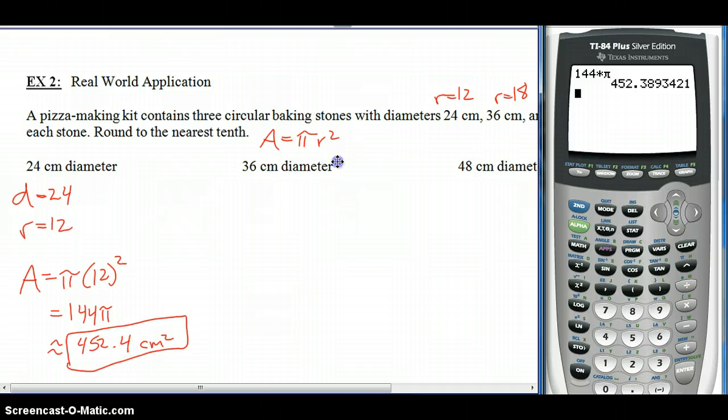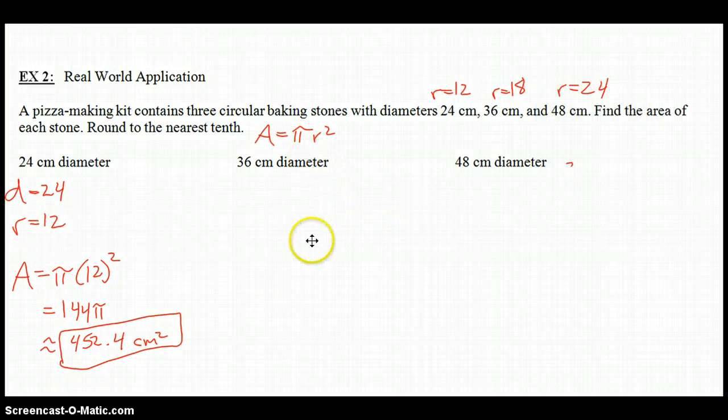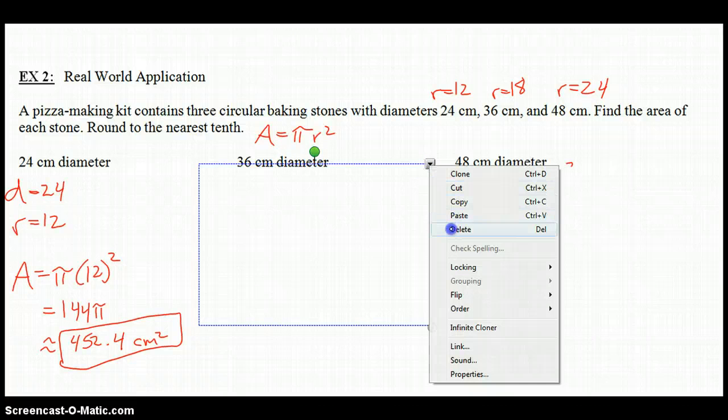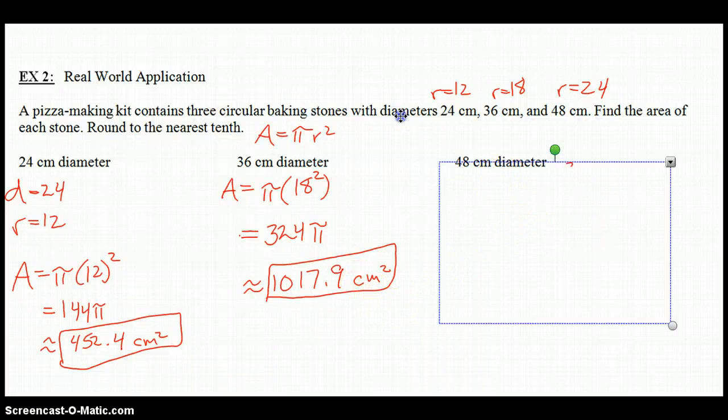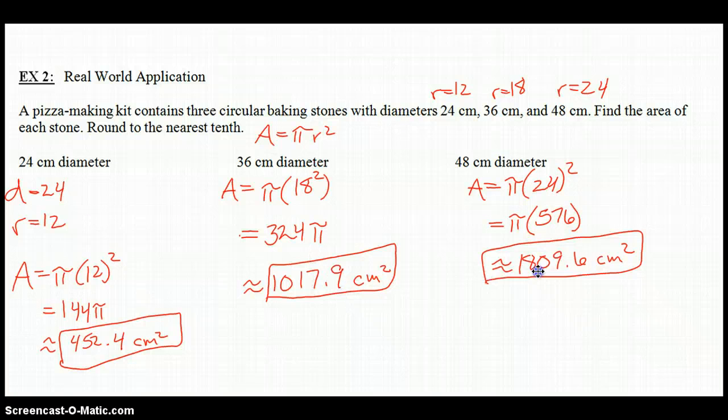I want you guys to now take some time and solve each of these other stones for an area in square centimeters. When you are ready, continue watching the video. If you need more time, just pause, but you should see the answers in just a moment. Alright, we should get the following answers. When our diameter is 36, we should get an area of about 1017.9 square centimeters. When our diameter is 48, we should get an area of about 1809.6 square centimeters.